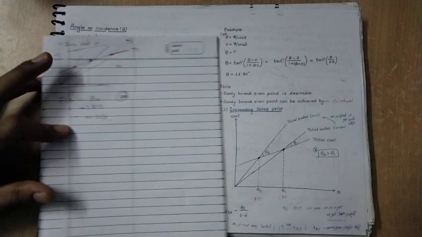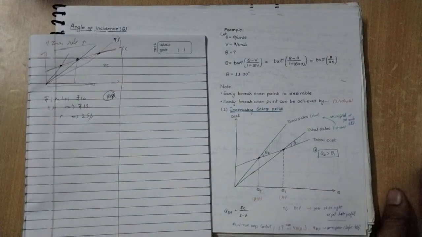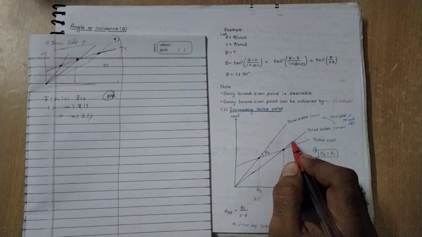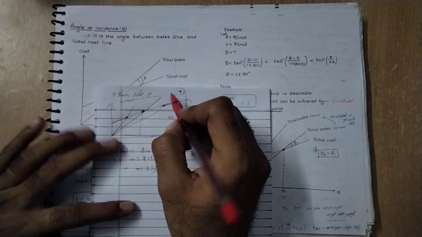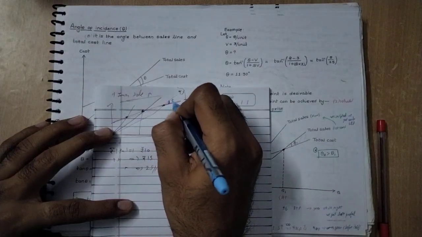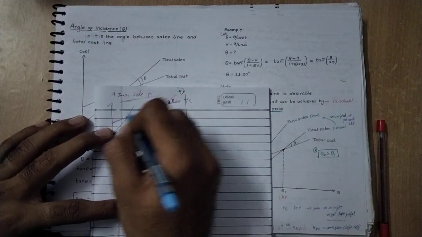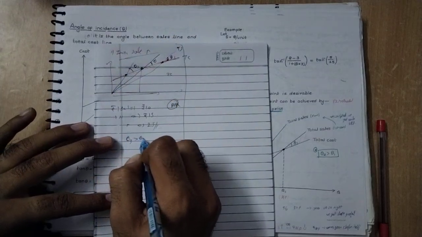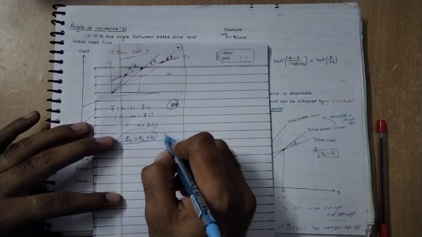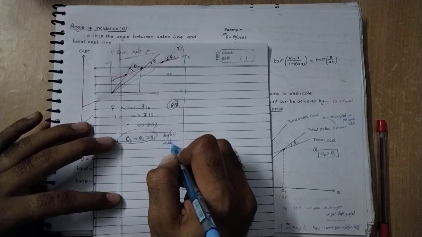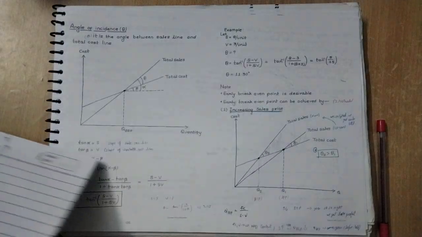So the sales value is increasing, and you can see the angle of incidence also will increase. This is the angle of incidence, theta 1, theta 2, and theta 3 is much bigger. So theta 3 is greater than theta 2, which is greater than theta 1. That is the angle of incidence. I think you got the point.